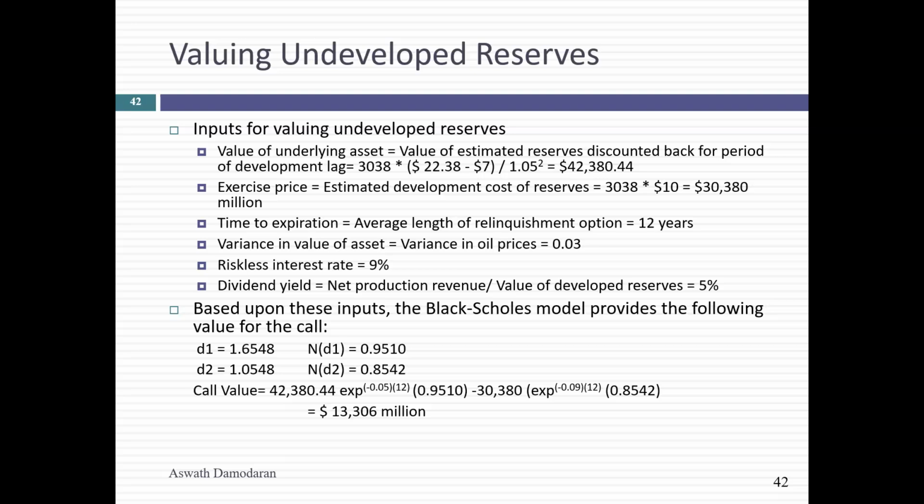But here's the magic of option pricing. You plug those numbers in, and the value that you get for these reserves that we just valued at 12 billion with the DCF model becomes $13.3 billion. Where's the extra? I mean, this is magical, right? I've taken a DCF value, added 1.3 billion. What is that extra 1.3 billion in value? Or where is it coming from?